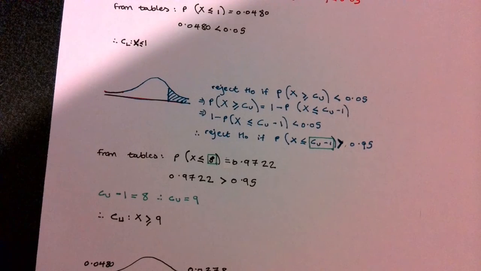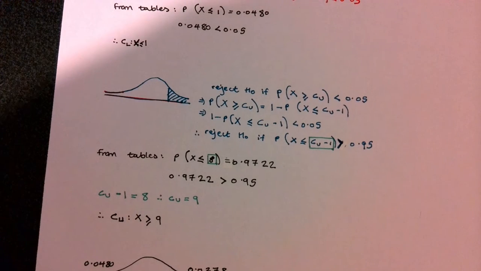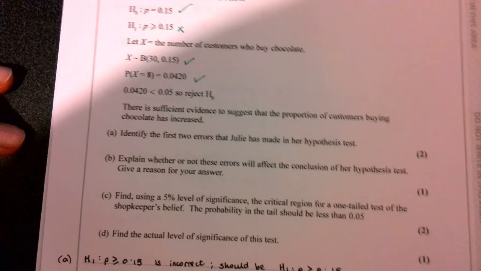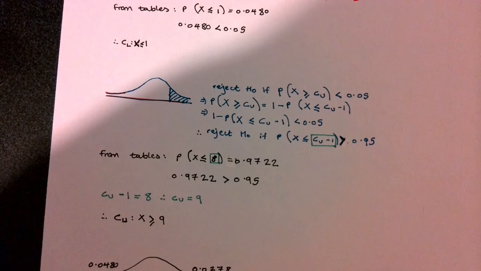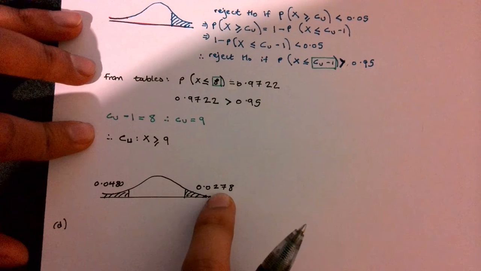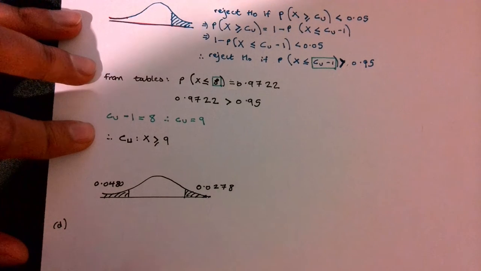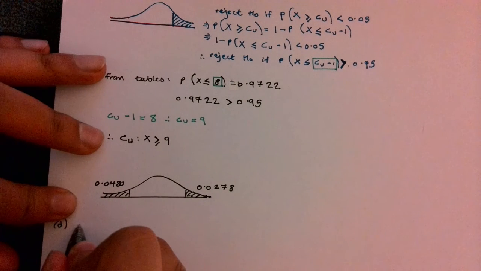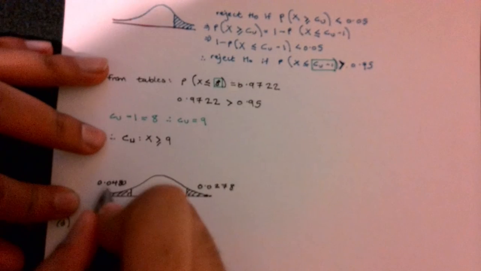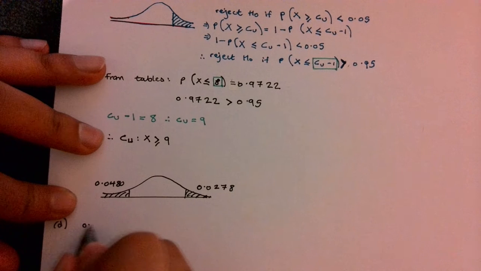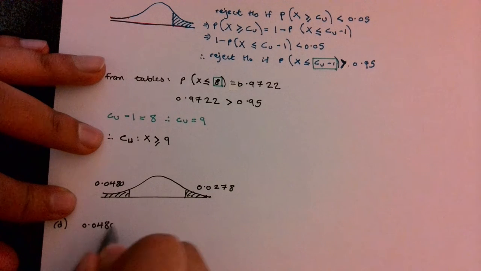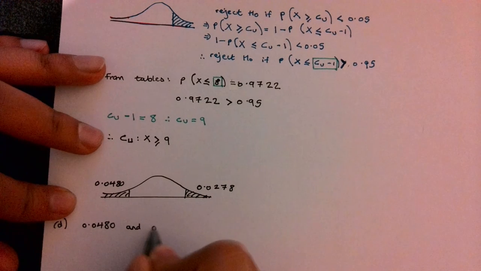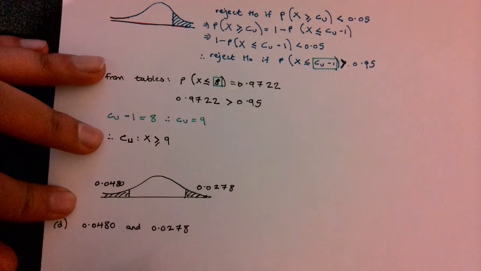And that nicely brings us on to part D, where we have to find the actual level of significance of this test. The actual level of significance would correspond to this percentage over here, which is, well, the actual levels of significance, we have the 0.0480 and the 0.0278. Okay?